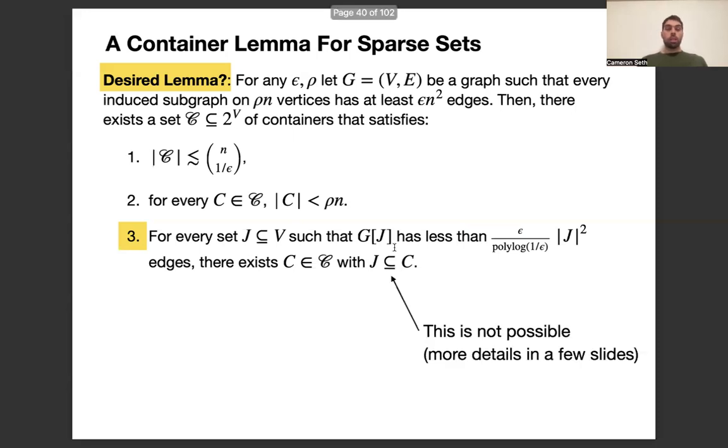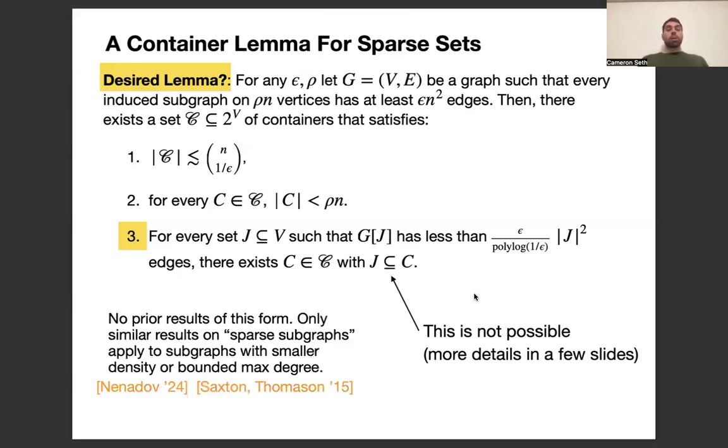But it turns out having this containment is not possible, and we'll give a few more details on this later on. In fact, there have been no prior results of this form. The only similar results were applied to subgraphs that had either a much smaller density than this, or had some bound on the maximum degree. But there were no results that applied for sparse subgraphs of up to this density.